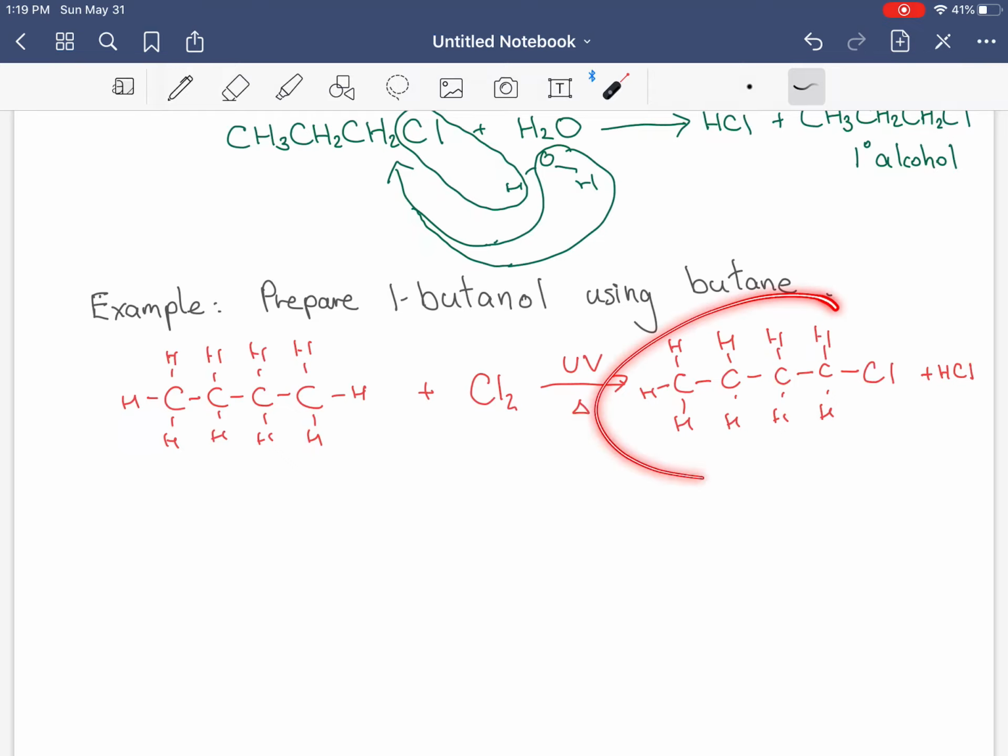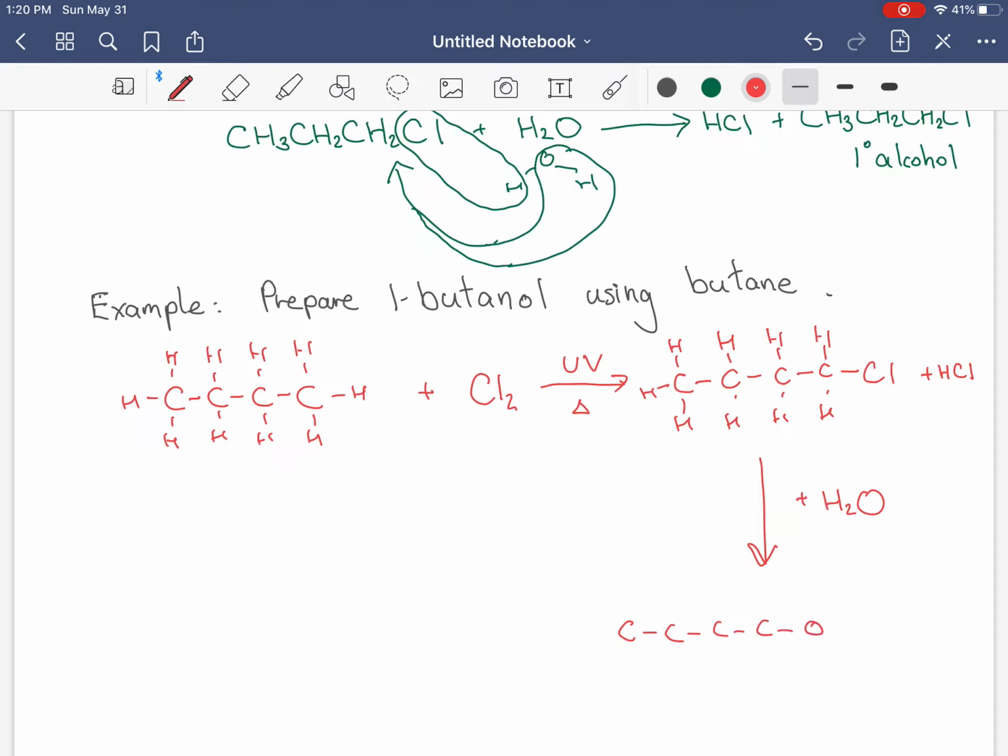So let's say we are only interested in this one. We're going to continue the pathway and react this with water. In a form of substitution, chlorine is replaced, so the OH will be bonded to this carbon right there. This is what you're going to get. So that's the pathway for preparing a primary alcohol from an alkane.